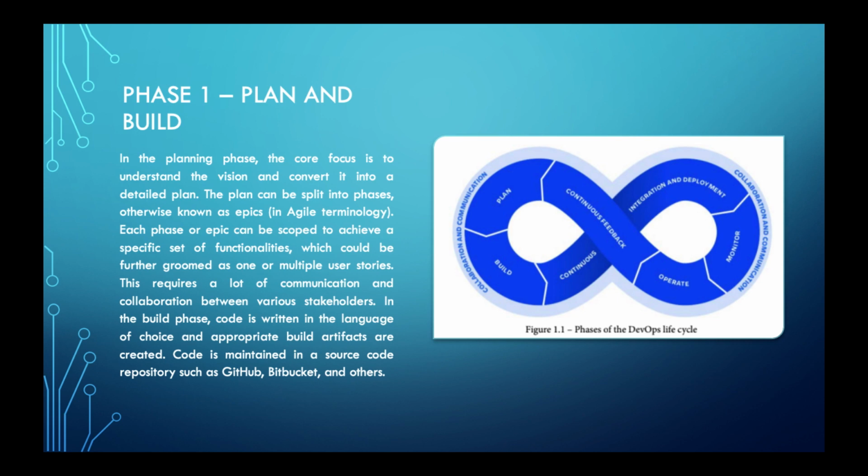In the planning phase, the core focus is to understand the vision and convert it into a detailed plan. The plan can be split into phases, otherwise known as epics, in agile terminology. Each phase or epic can be scoped to achieve a specific set of functionalities, which could be further groomed as one or multiple user stories. This requires a lot of communication and collaboration between various stakeholders. In the build phase, code is written in the language of choice and appropriate build artifacts are created. Code is maintained in a source code repository such as GitHub, Bitbucket, and others.